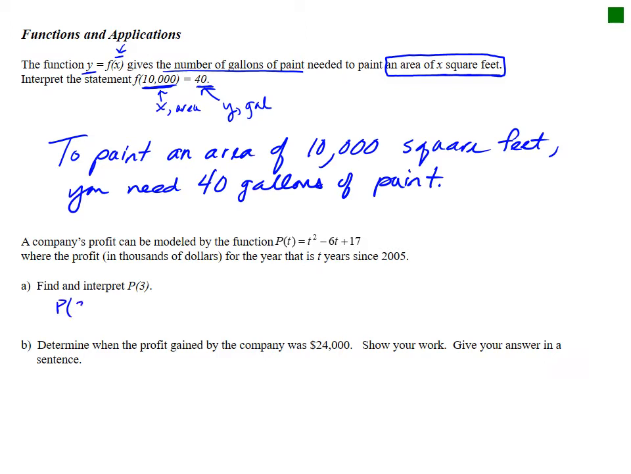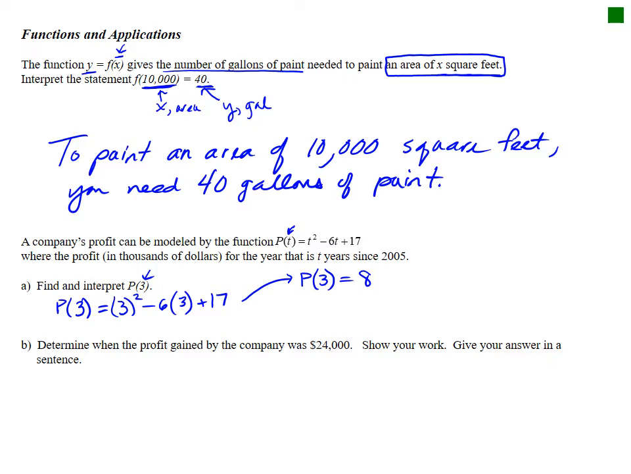P of 3 can be found by plugging the 3 in wherever you see t, because 3 is in the t position. So 3 quantity squared minus 6 times 3 plus 17. This is an application, so you could use a calculator. It's not too bad to do. 3 squared is 9, minus 18 is negative 9, plus 17 is, I think, 8. So what we have here, P of 3 equals 8.